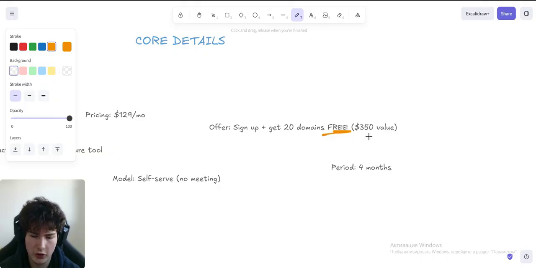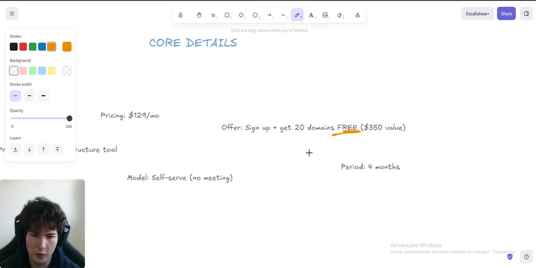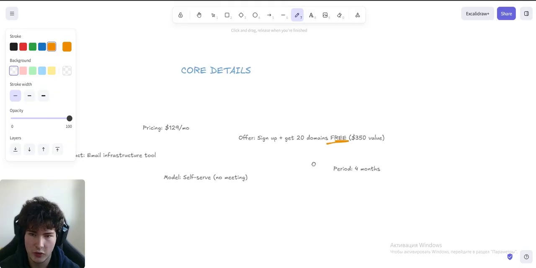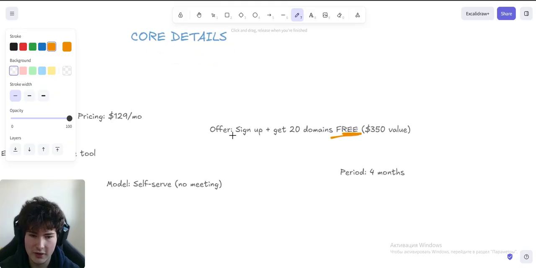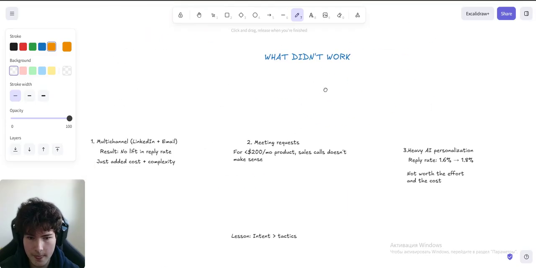Those were .info domains, but they still work fine as .com and .co. And just to sign up for free, 20 domains to test it, it was a pretty good offer, and that was exactly one of the core details that allowed us to sign up that many clients through cold email. And all of it happened in 4 months.